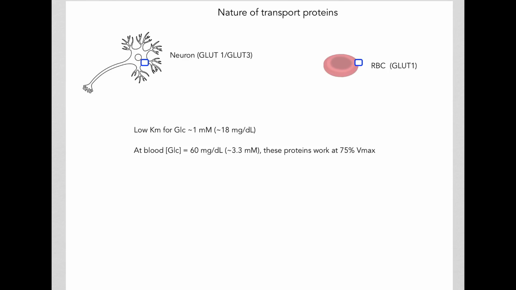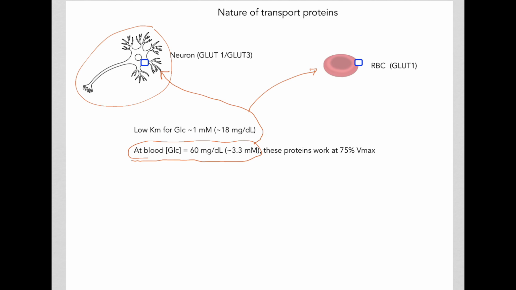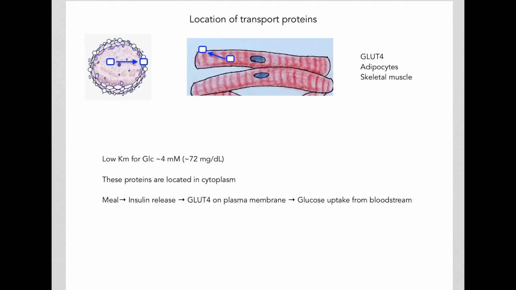As we discussed in starvation, this is very important because when your blood glucose is on the lower side of normal during starvation, it's very important that the glucose be reserved more for the neurons in the brain as well as for the red blood cells, which rely very heavily on glucose for their energy needs. Another strategy that the body uses to regulate metabolism is the location of the transport proteins.